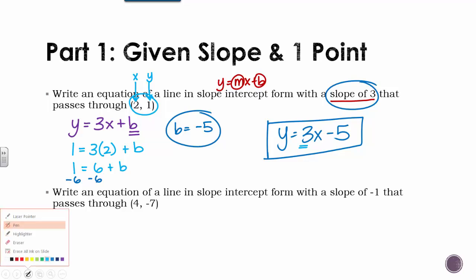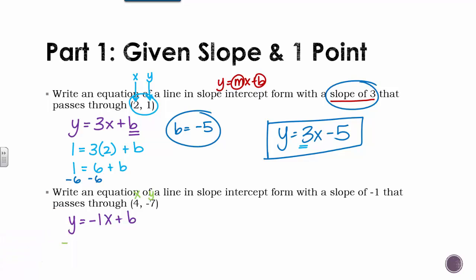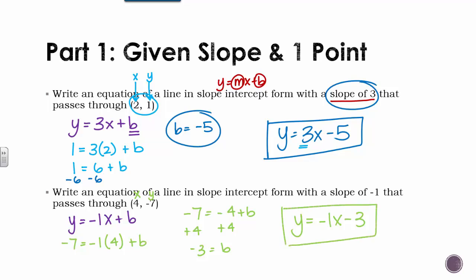So remember, start off plugging in the slope because that fits nice in the equation. So it's -1x plus b. And then you're going to replace the x and the y in the equation with the x and the y in the point. So -7 equals -1 times 4 plus b. If we simplify this and then do some algebra, we end up with b is -3. So now my equation becomes y equals -1x minus 3. Not too bad. So that was the very first objective.